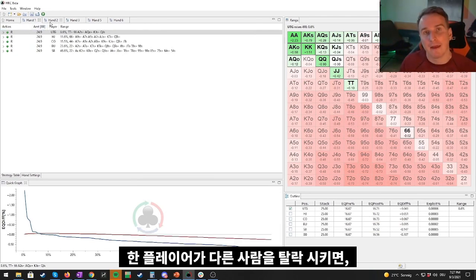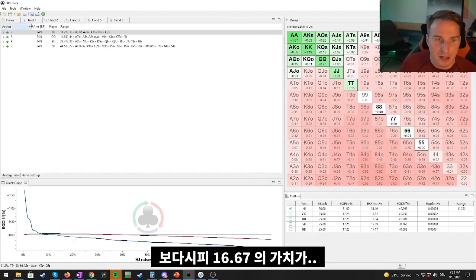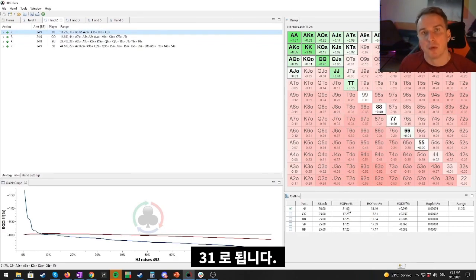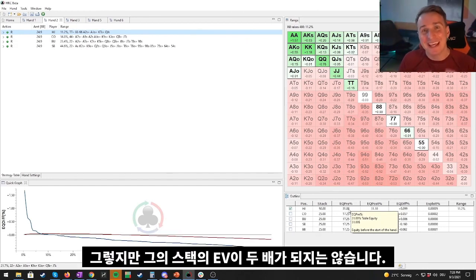$60.67. Now, if one player busts another, you see that the stack that has now increased to double the starting stack, from 25 big blinds to 50 big blinds, goes from 60.67 to 31. So his stack doubles, right? He gains 250 or 500 more chips, yet the value of his stack does not double.